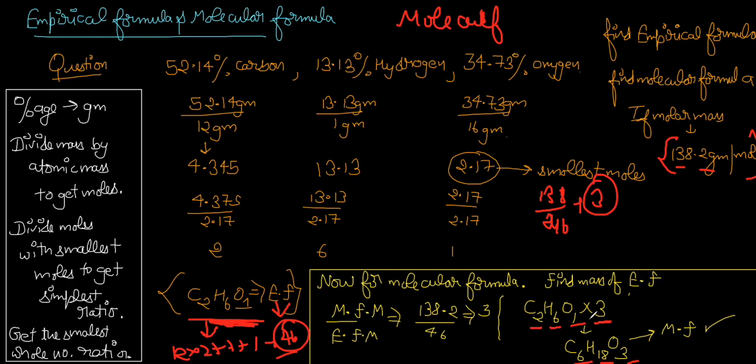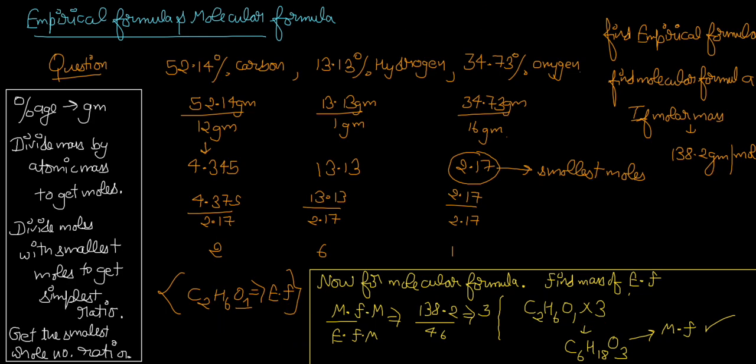I'll repeat the steps again. Empirical formula is easier to find, but sometimes students do feel confused in how to find out the molecular formula. There's this simple step. If you know the empirical formula, find out the mass of empirical formula. In this case, it came out to be 46 grams. And the molar mass or the molecular formula mass is already given. You divide both of them, you will get a whole number which is 3. Multiply that whole number with empirical formula, you will get the molecular formula. That's it. Now we can practice one more question for this as well, just for conceptual clarity.